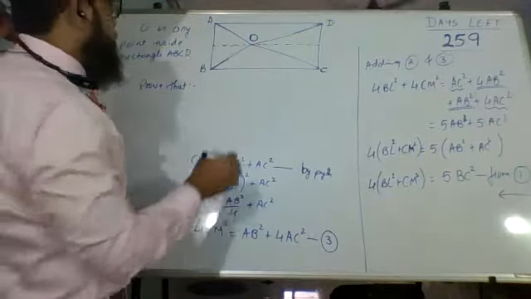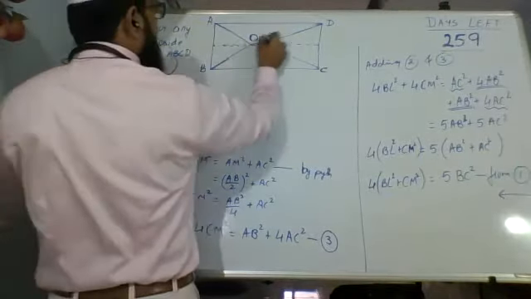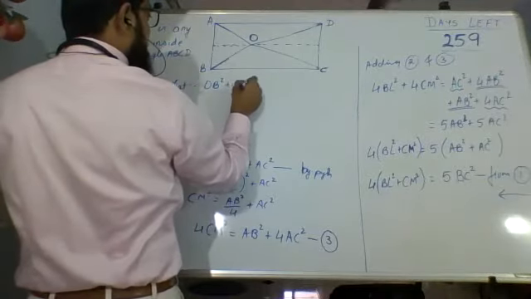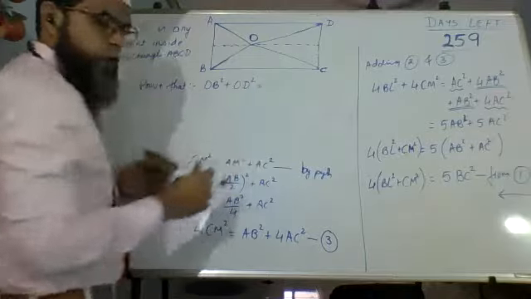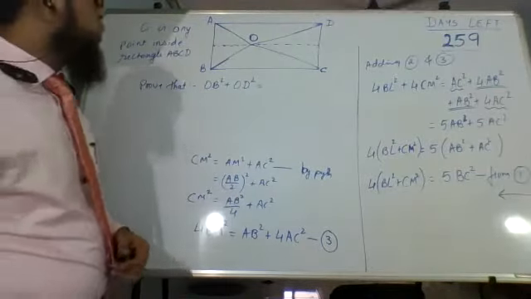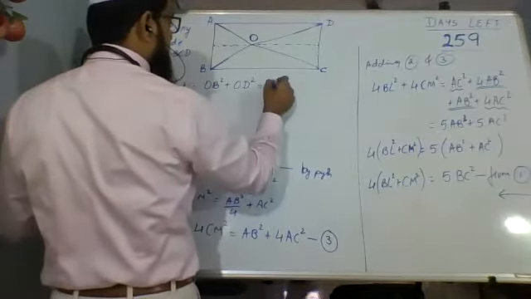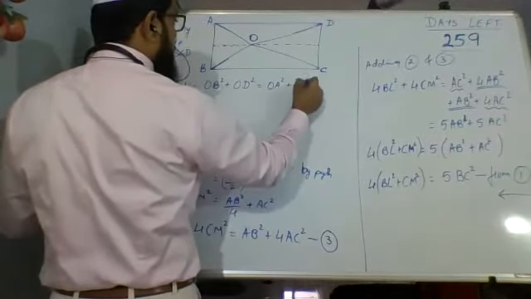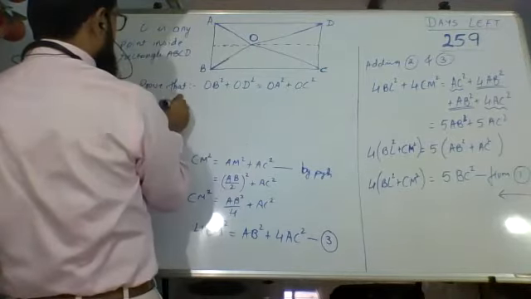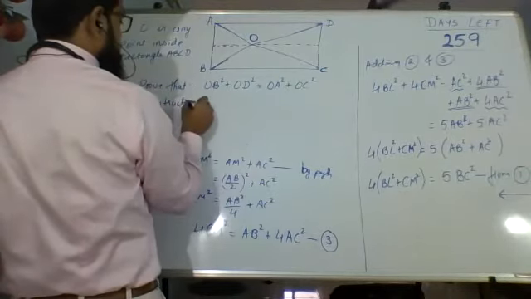OB square plus OD square equals OA square plus OC square.